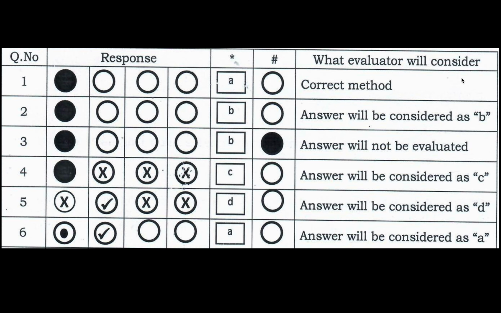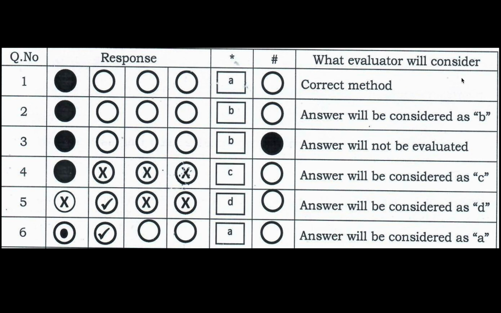Now we're going to discuss what are the different ways of filling the OMR sheet. Very first, as you can see, the most appropriate and the correct method is to just fill the response and the star column with the same thing. Means you have darkened option A and you have written A in the star column as well. So the evaluator will consider A as your final response and it will be evaluated.